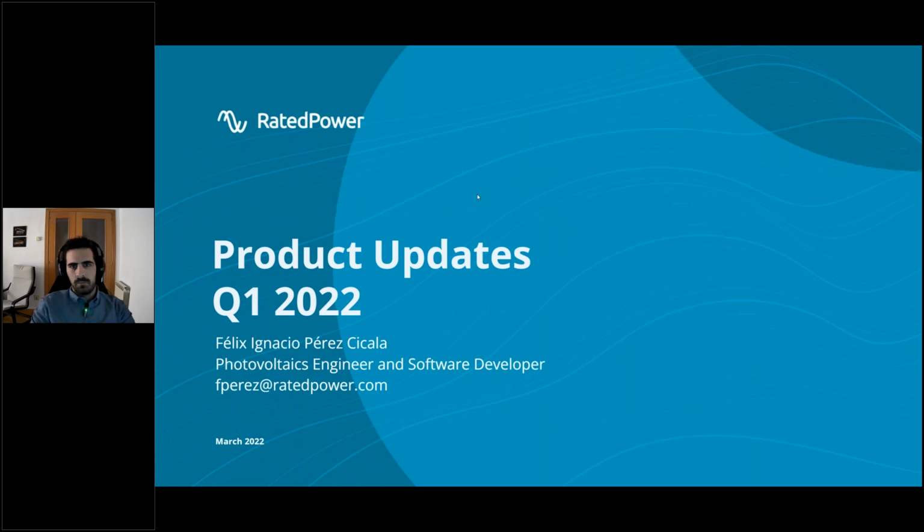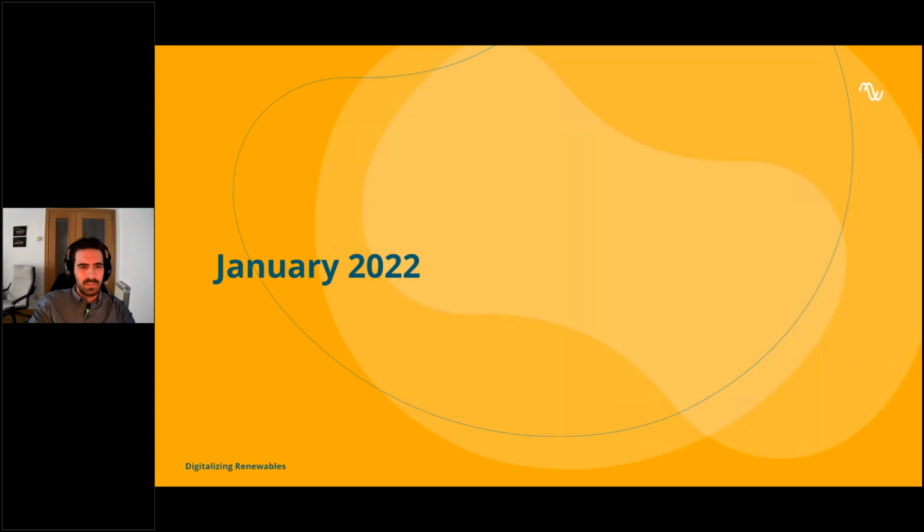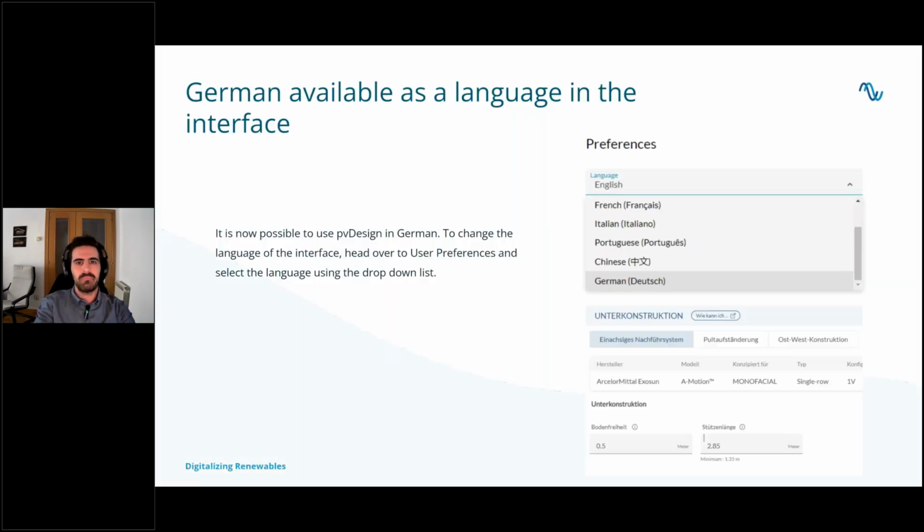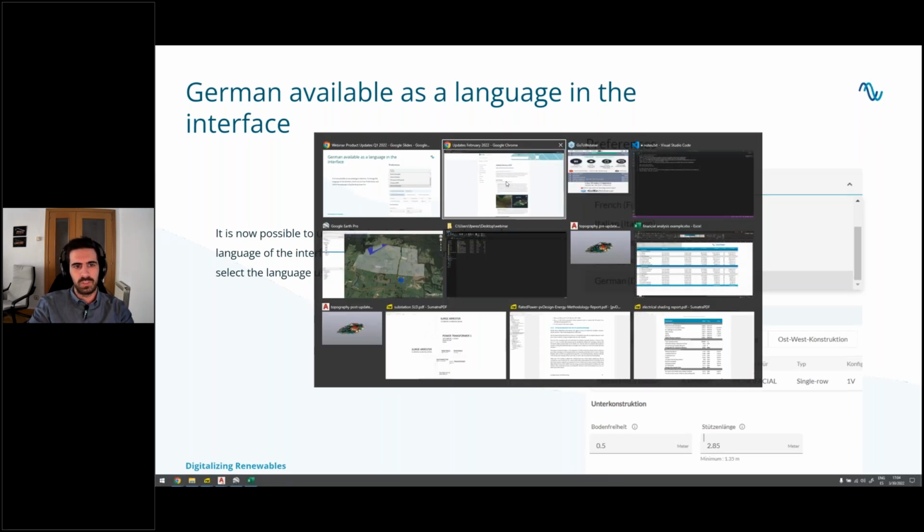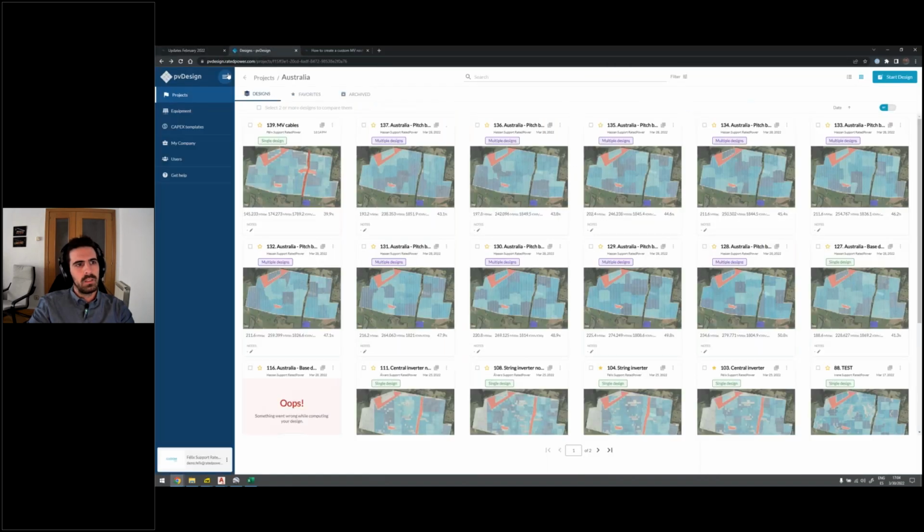So, without further ado, I will start with the updates released in January, the first of which is the possibility to choose German as the language for the interface. This is important, this is just for the interface. The documents have not yet been released in German, but you can switch the interface language to German, it's really easy.